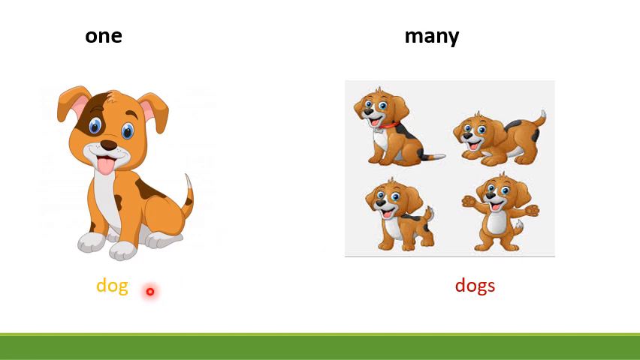Here there is only one dog, D-O-G, dog, and to the right hand side there are more than one dog. So we call it many dogs. So we add S to the end of the word. So its spelling is D-O-G-S, dogs. One dog and many dogs.